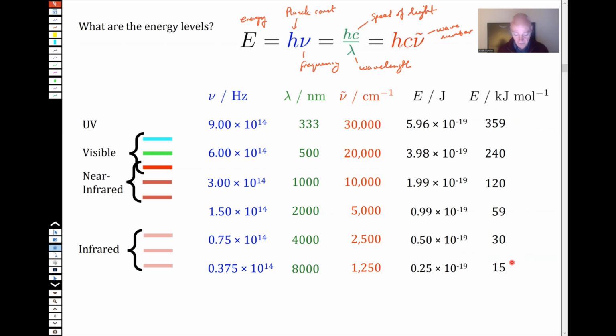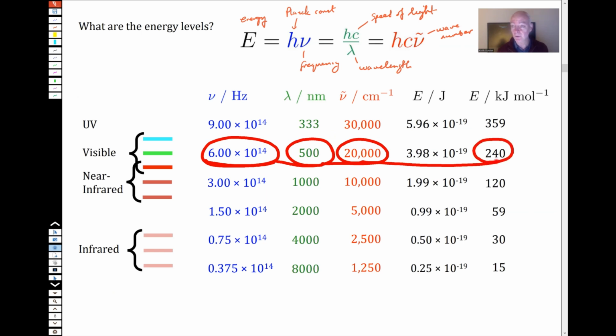And what do these relate to? If you think about up here at 9 times 10 to the 14 hertz, that's about 330 nanometers or 30,000 wave numbers. That corresponds to pretty reasonably hard UV. In the visible regime, which is just shown here, you're looking at about 6 times 10 to the 14 hertz, or 500 nanometers, 20,000 wave numbers, about 240 kilojoules per mole.